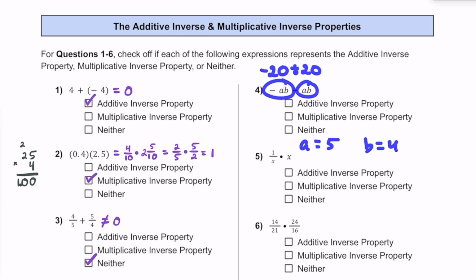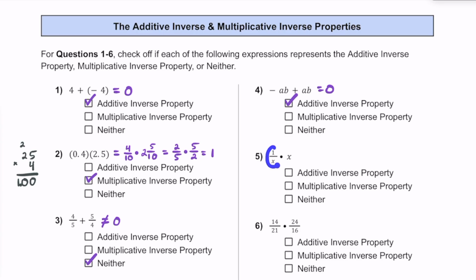Now what happens if you add negative 20 and positive 20? That does equal 0, right? So if it equals 0, that means this does represent the additive inverse property. Now, you can come up with other values for a and b also, and it will work no matter what you're choosing, right? For number 5, this one has variables again.